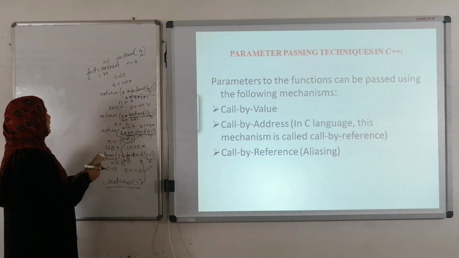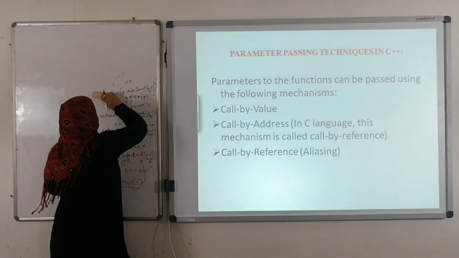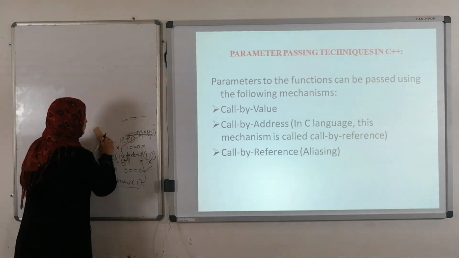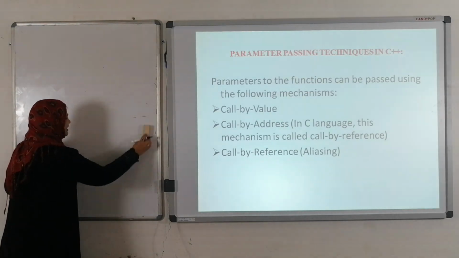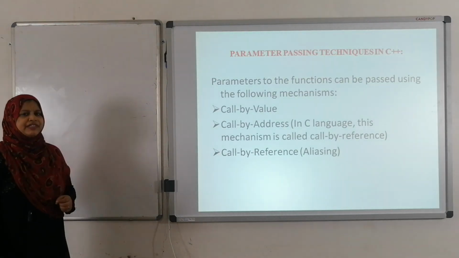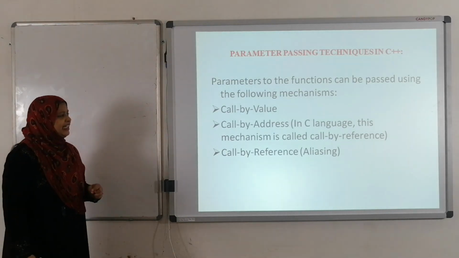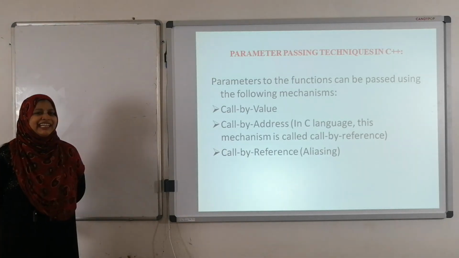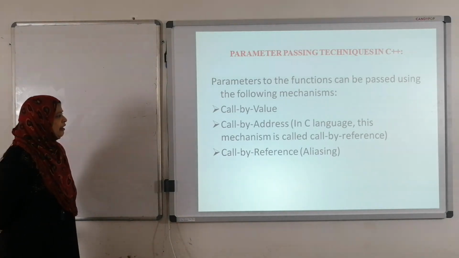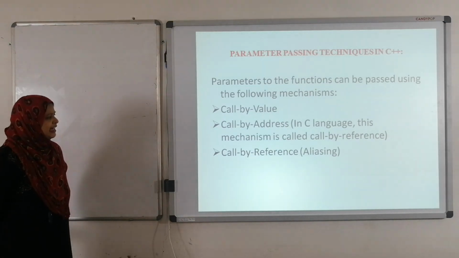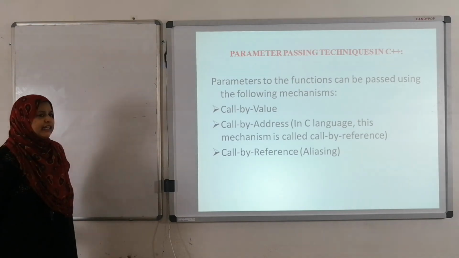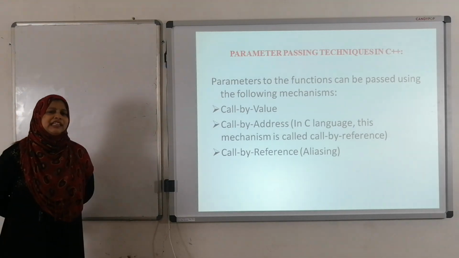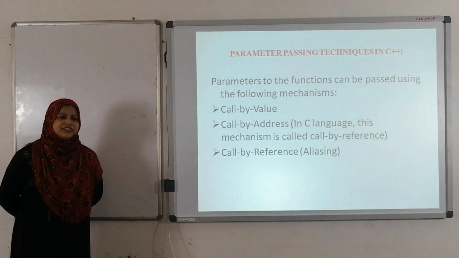Next, parameter passing techniques. In C, we have two parameter passing techniques. One is call by value, the second one is call by reference. Here in C++, we have three parameter passing techniques. First one is call by value, second one is call by address, third one is call by reference, right?